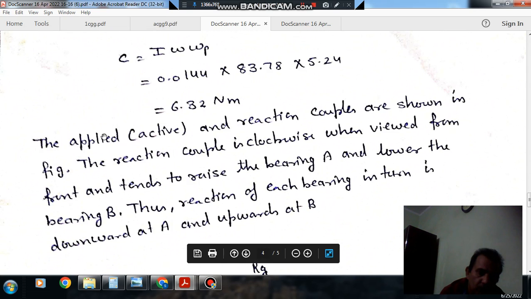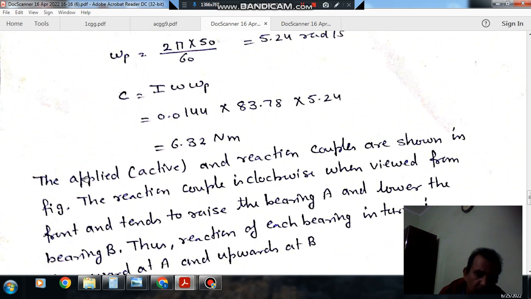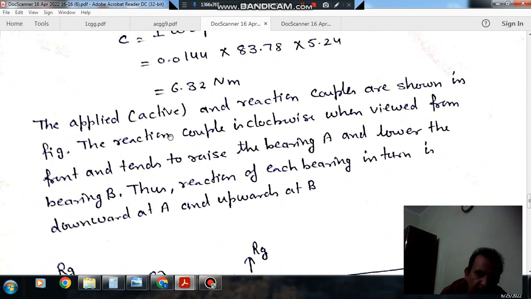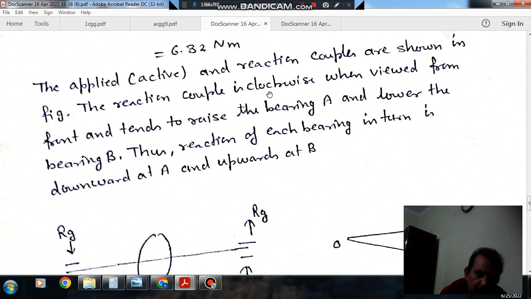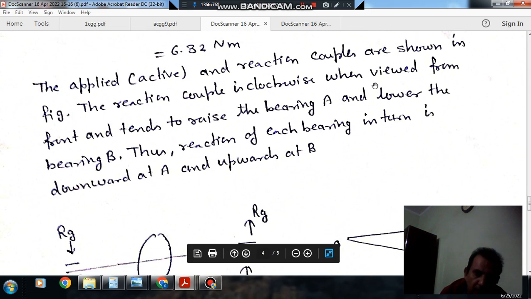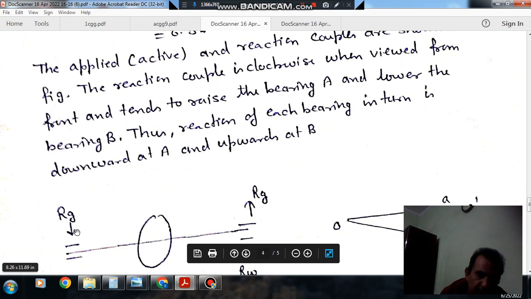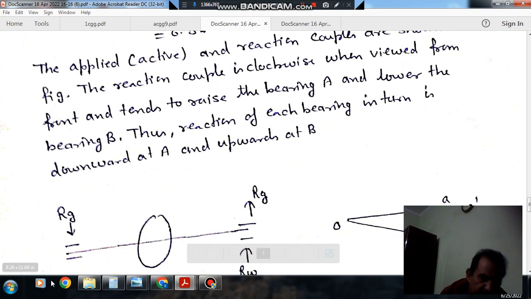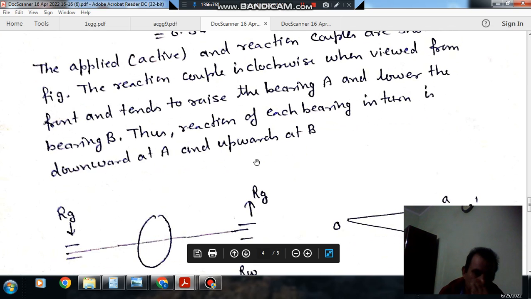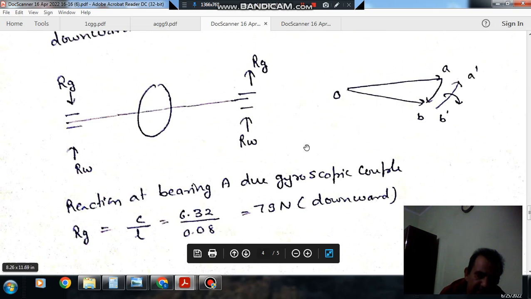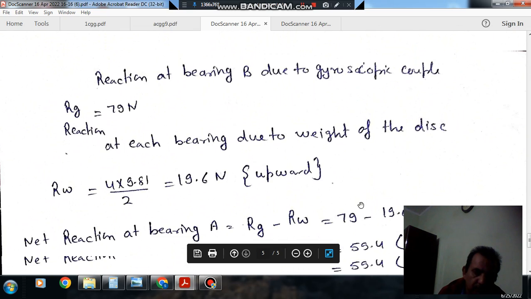So I am reading out for you. So we have determined the gyroscopic couple. The applied active and reaction couple are shown in the figure. The reaction couple is clockwise when viewed from the front, and tends to raise the bearing A and lower the bearing B. Thus the reaction of each bearing is in turn downward at A and upward at B. So these are the reactions, and these are the static reactions. So we can find out these answers.